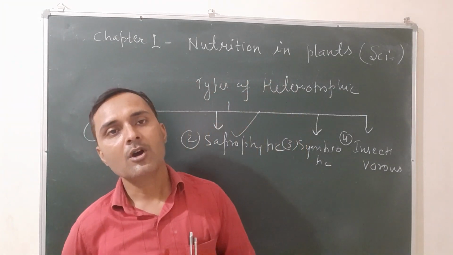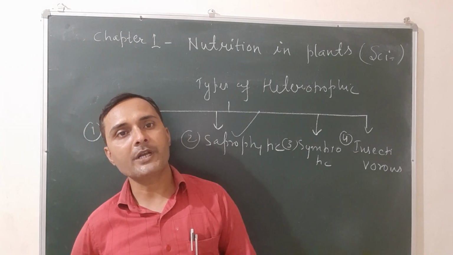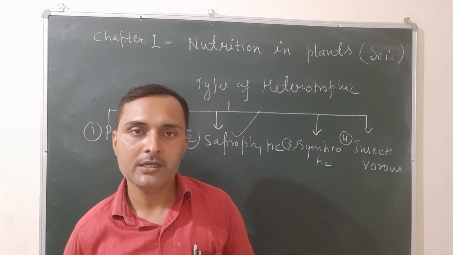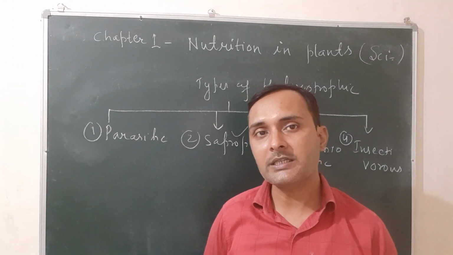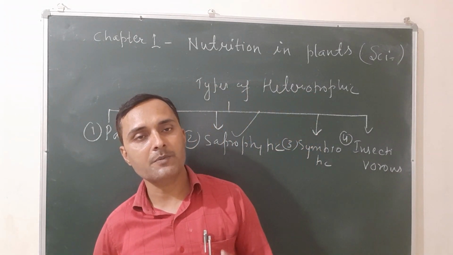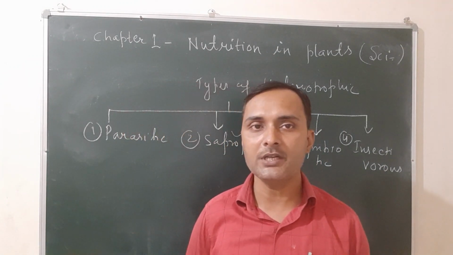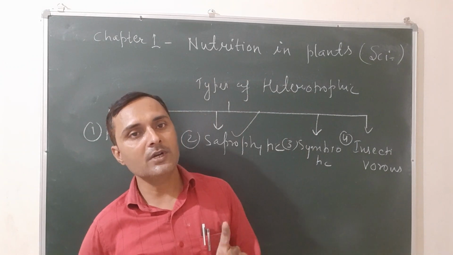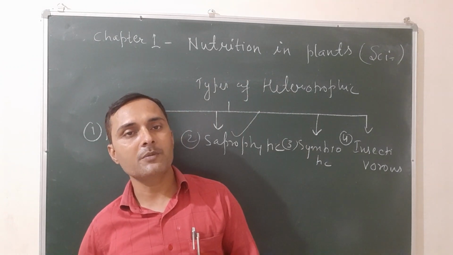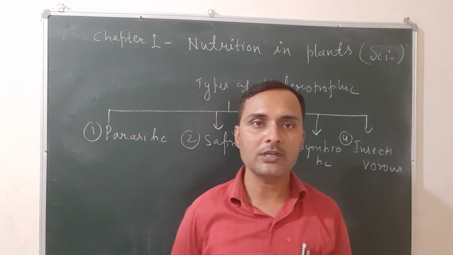So once again, how many types of heterotrophic nutrition? Four types: parasitic, saprophytic, symbiotic, and insectivorous. What is parasitic? The mode of nutrition in which one living organism obtains food from another living organism is known as parasitic nutrition. What is saprophytic? The mode of nutrition in which one living organism obtains food from dead remains of plants and animals is known as saprophytic nutrition.